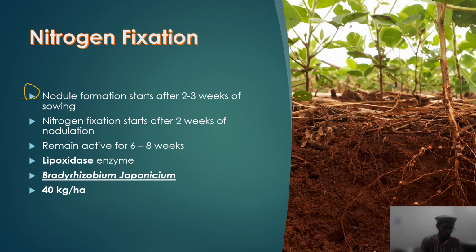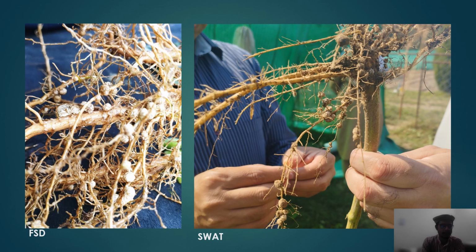And oil flavor is due to a lipoxidase enzyme present in the soybean seed, and this nitrogen fixation is due to bacteria which is known as Bradyrhizobium japonicum. And the soybean crop has the capacity to fix more than 40 kg of atmospheric nitrogen per hectare in a single season. These are the real pictures of nodulation.